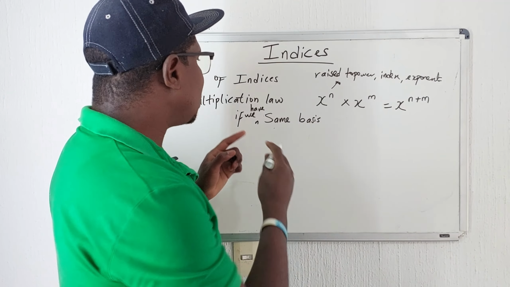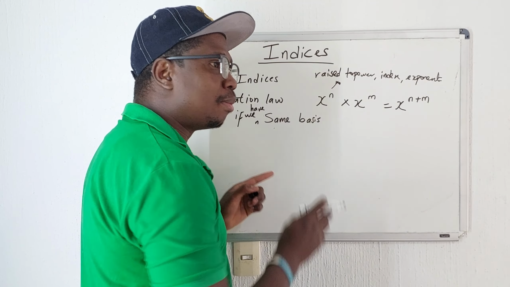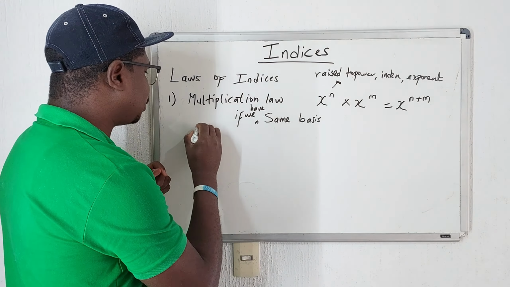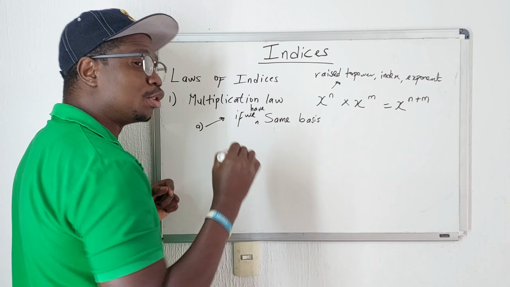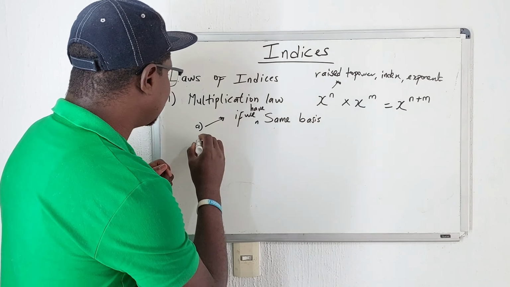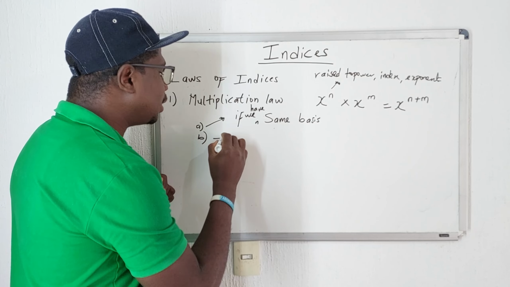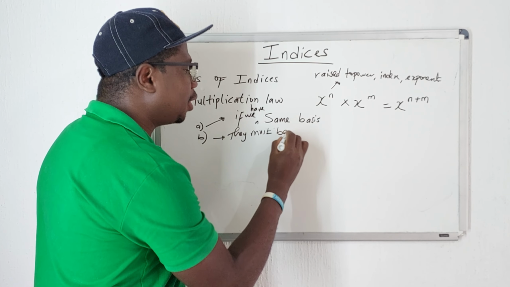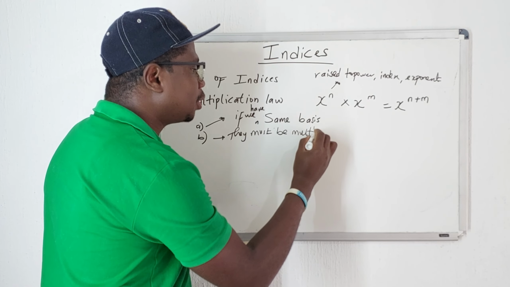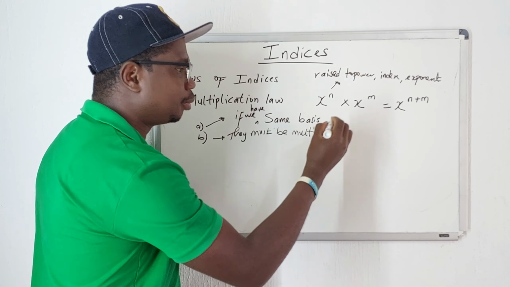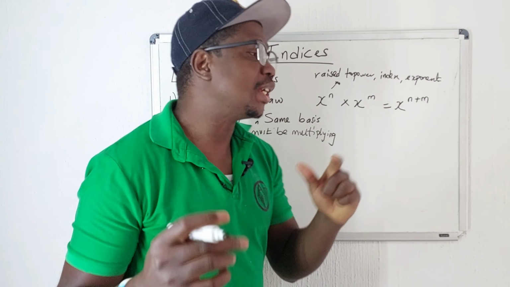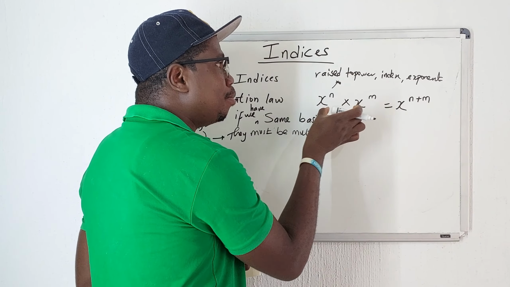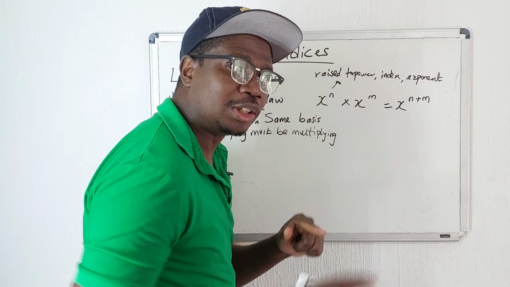Now, there are two conditions. A, the bases must be the same. B, they must be multiplying. These are the conditions for this law to work. As you can see here, you have the same base and they are multiplying. So we add the powers.